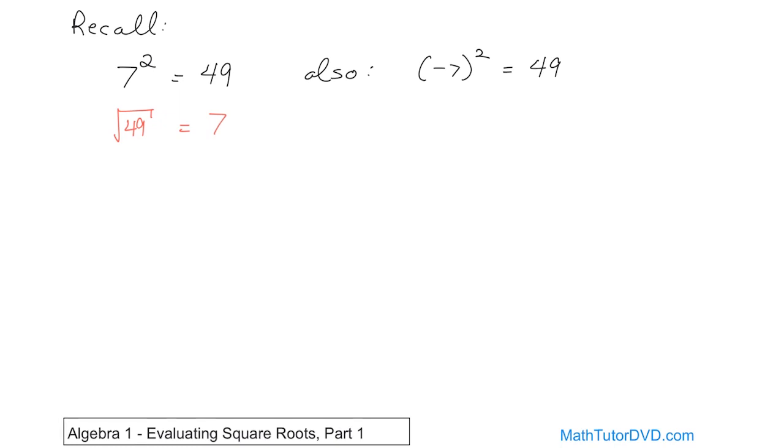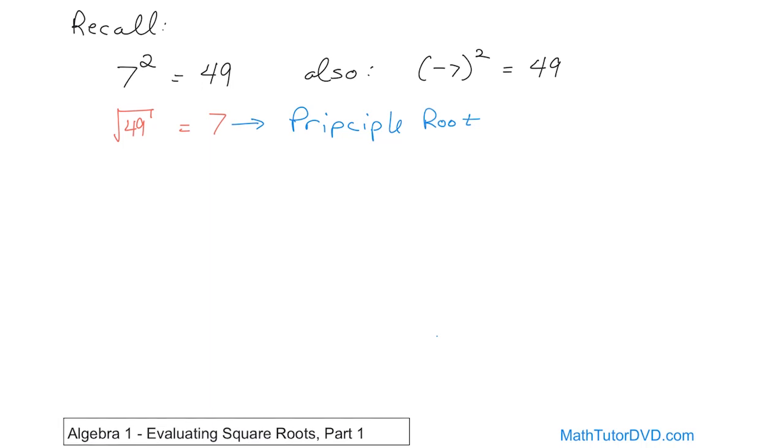Okay? Now, the thing to make sure you understand is that when you take the number 49 in your calculator and hit the square root button, you're going to get the positive 7 back. This is called the principal root. The principal root, the positive root, basically.